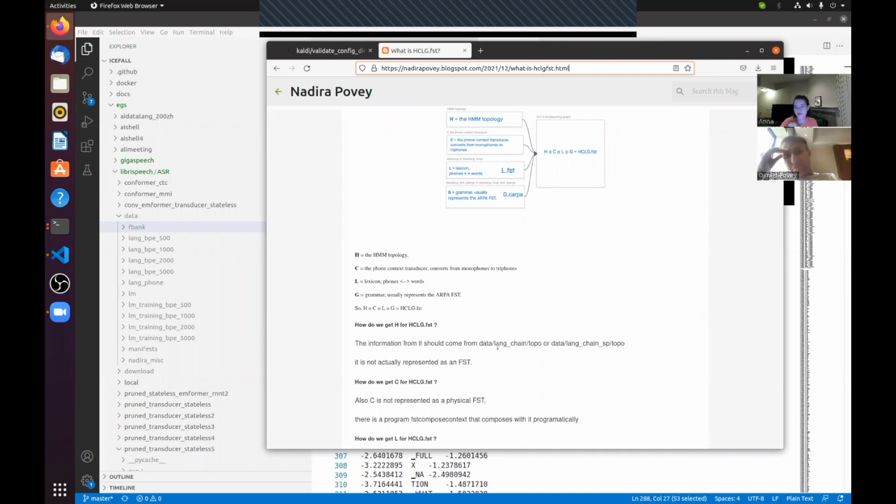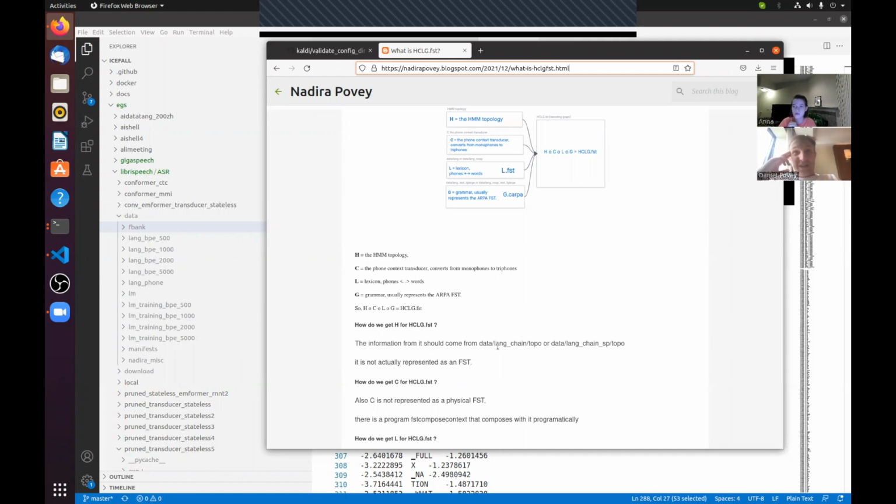BPE stands for Byte Pair Encoding, but usually when we use that word in an ASR context, we're talking about word pieces. Byte pair encoding is just a specific algorithm that's quite simple, and it's become popular as a way to break words into little pieces, like one or two or three letters.